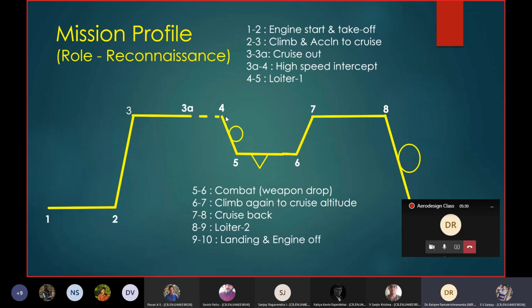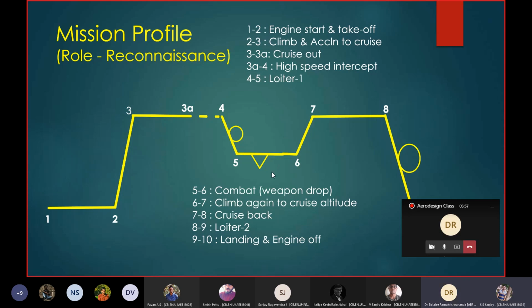And then we are going to descend to an altitude of 3 kilometers, and this combat takes place for around 10 minutes. During this phase of combat, we are going to drop our 2 missiles and fire the bullets from the machine guns. And we are going to drop torpedoes in case we find any submarine which is entering into our territory. And then we are going to climb up again.